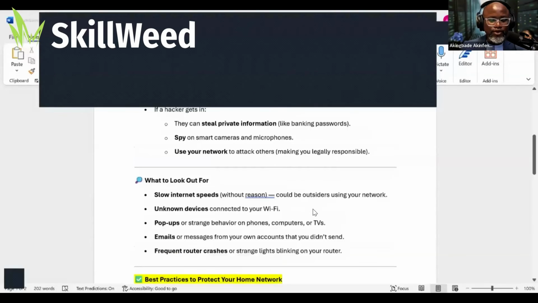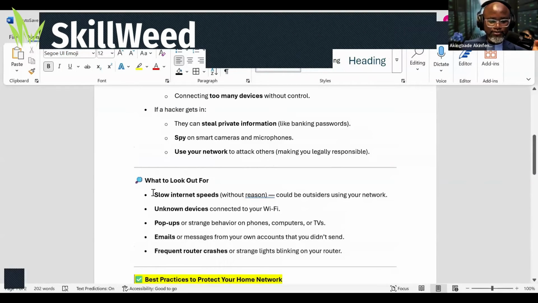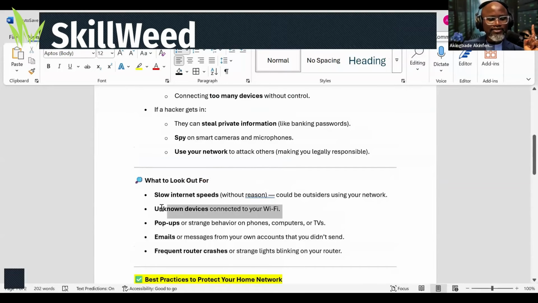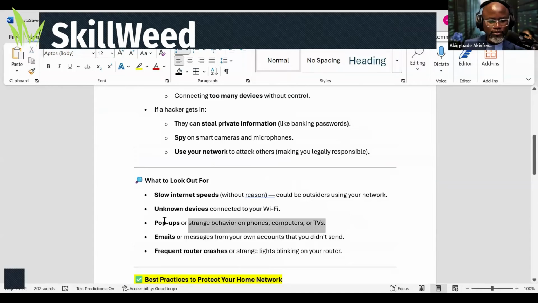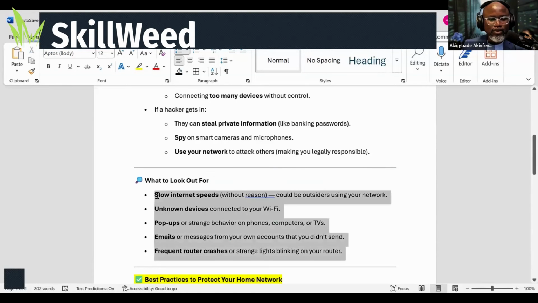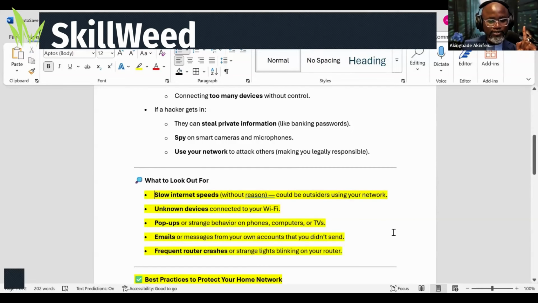So let's say, for example, in your home today, I want you to look for slow internet speed. Check for unknown devices on your network. Sometimes you'll be surprised some old laptop or desktop or phone you've connected to your network is still connected, and you've kept that phone somewhere but it's still connected. What about pop-ups or strange behaviors on your laptops? What about emails from your account that you didn't send? What about if your router is always crashing? So we are looking at all these signs in your home right now.